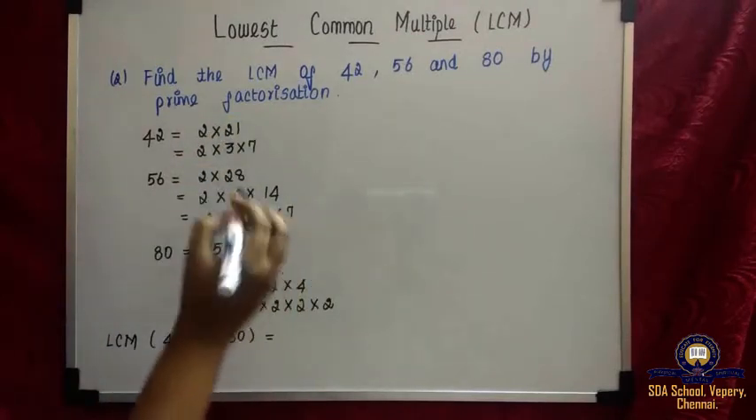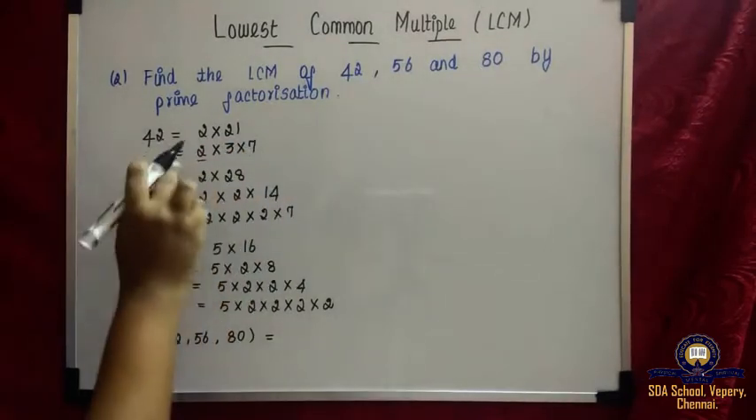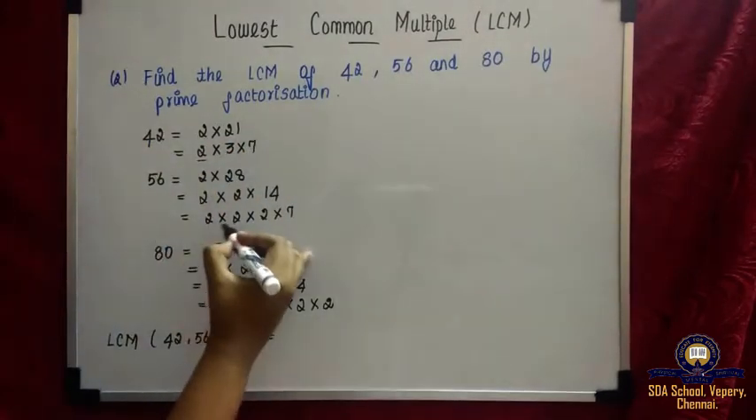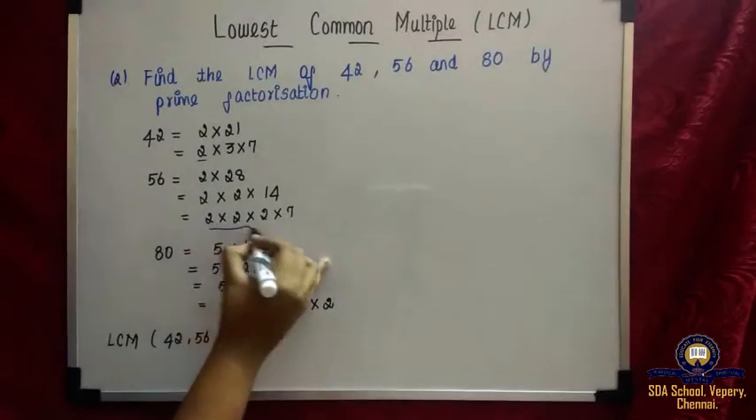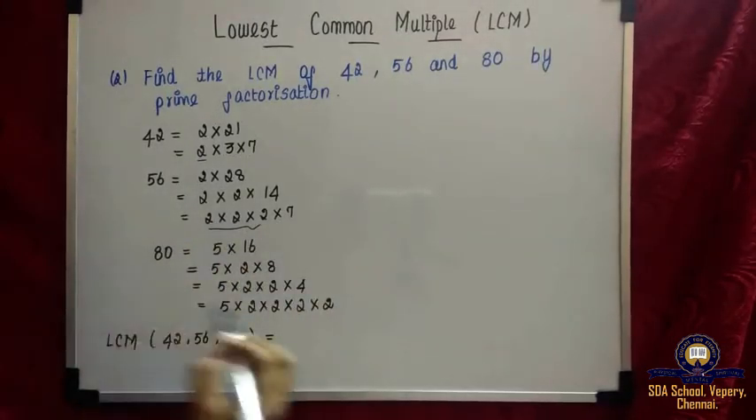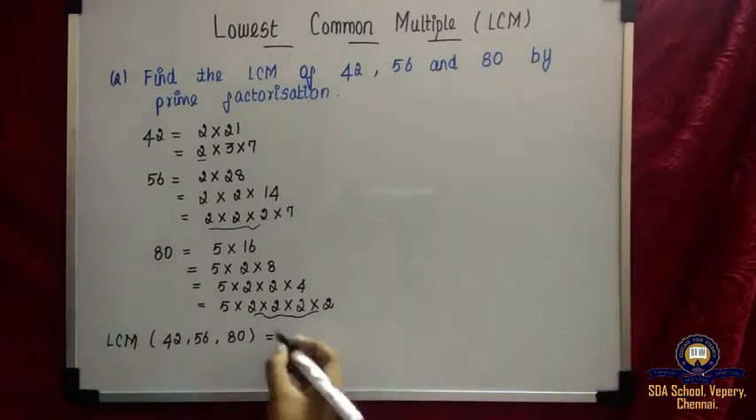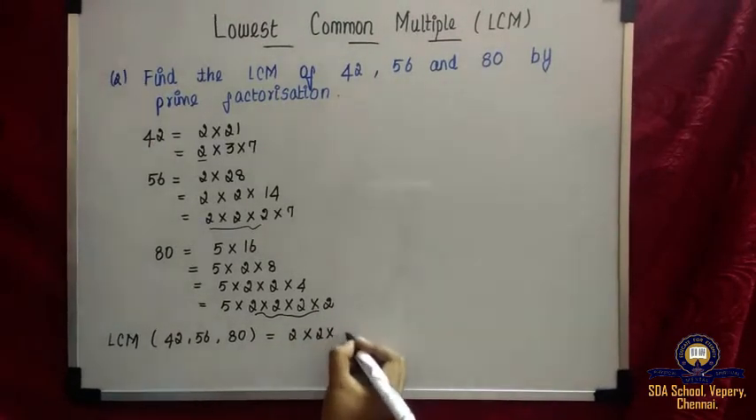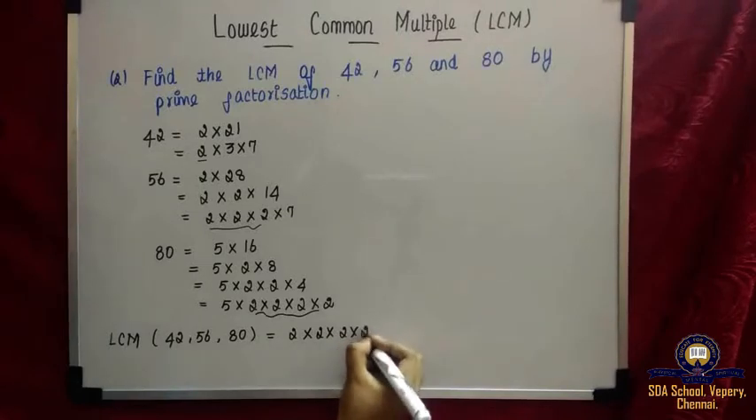When you look at 2, in the first case, 2 has occurred only once, right? In the second, that is in 56, 3 times it has occurred. But in 80 it has occurred 4 times. So we have to write 4 times 2: 2 into 2 into 2 into 2.